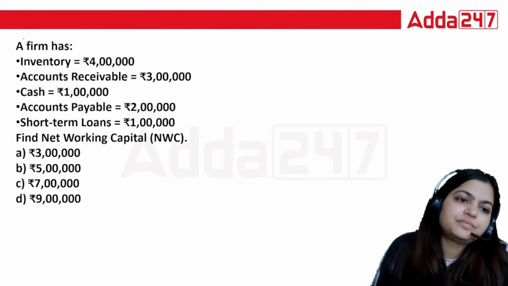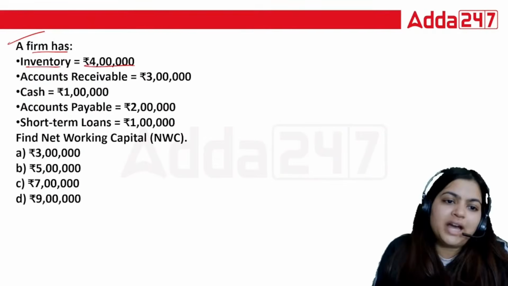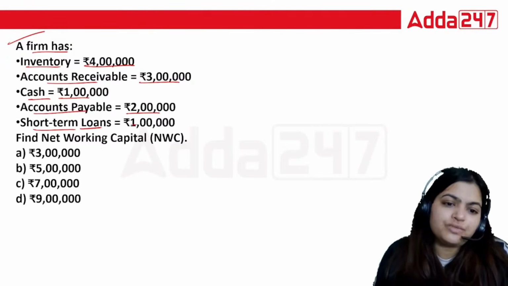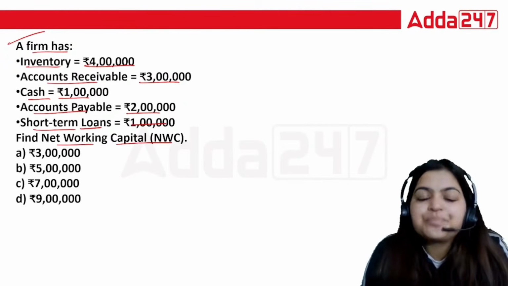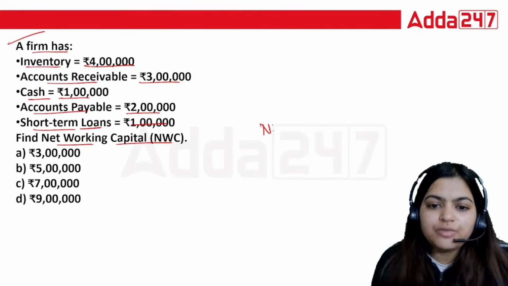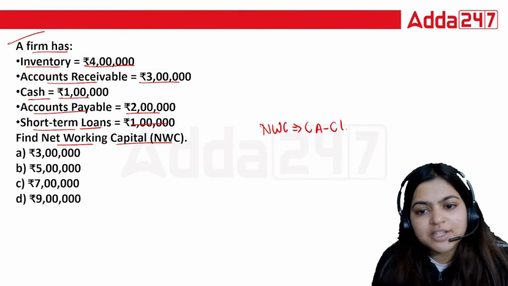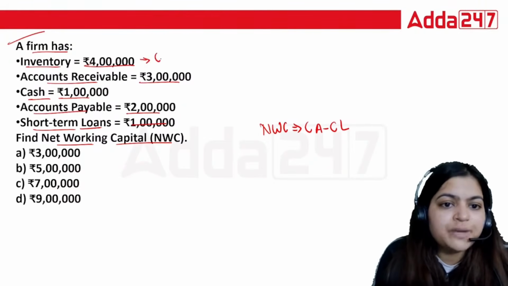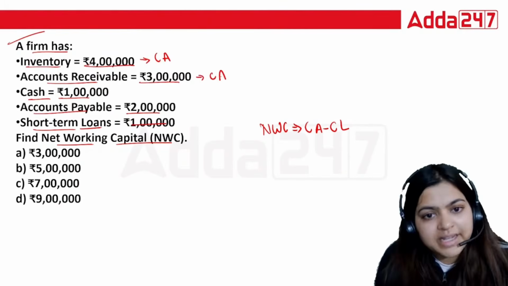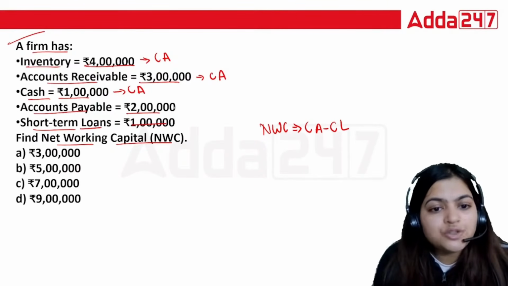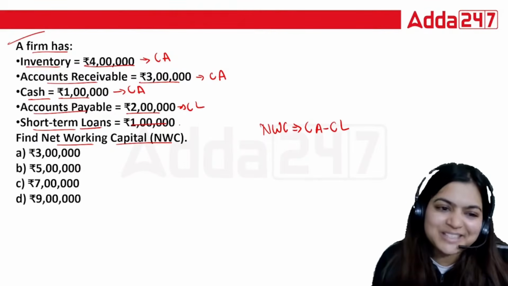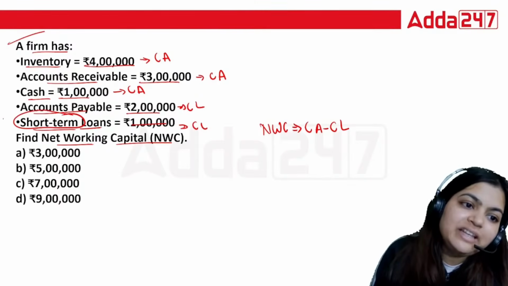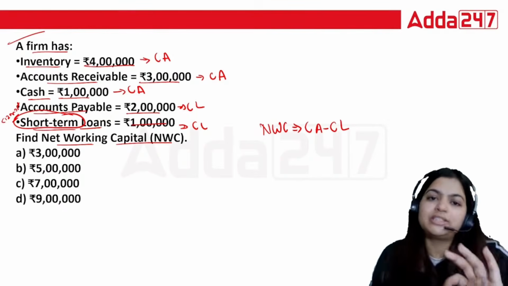Now, next. A firm has inventory 4 lakhs, accounts receivable 3 lakhs, cash 1 lakh, accounts payable 2 lakhs, short-term loans 1 lakh. We need to calculate net working capital. The formula is current assets minus current liabilities. Let's identify the current assets. Inventory, current asset. Accounts receivable, current asset. Cash, current asset. Accounts payable, no, current liability. Short-term loans, current liabilities, because short-term means less than 12 months.